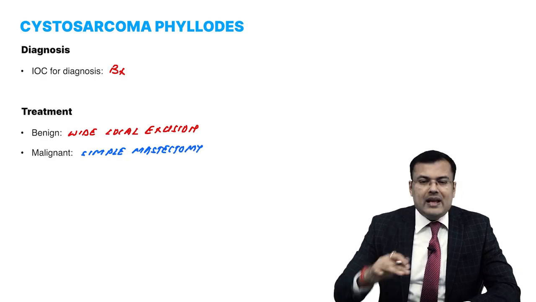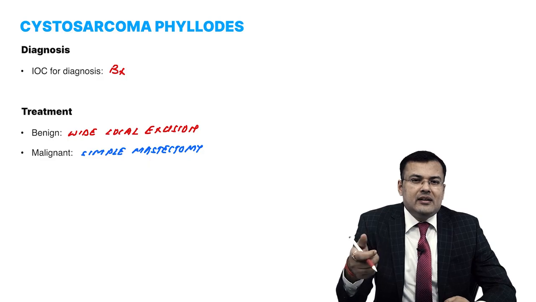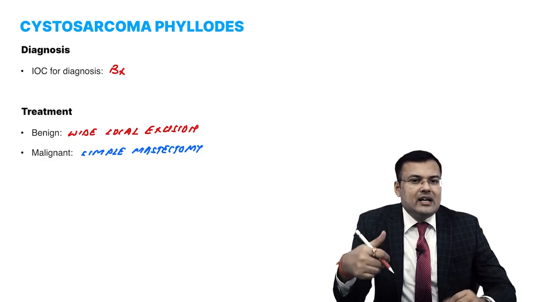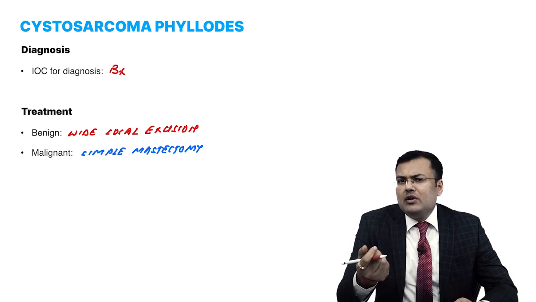Examiner is going to ask you: malignant cystosarcoma phyllodes, what's the treatment of choice? First option simple mastectomy, then modified radical mastectomy, then radical mastectomy. Go for simple mastectomy. No need to remove lymph nodes. Why? There is no lymph node involvement.